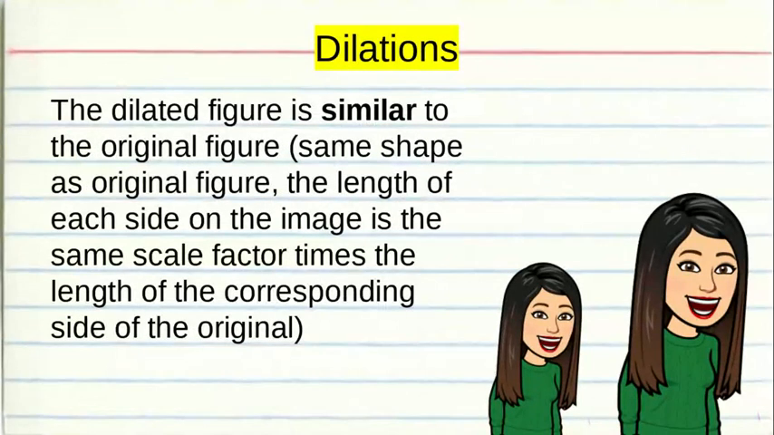So a dilated figure is similar to the original figure, and similar means that it's the same shape, but not necessarily the same size. So when a figure is similar, it will have congruent angles, and then it will have proportional side lengths. So all the side lengths will be multiplied by that same scale factor. So again, a dilated figure is similar because they're the same shape, but not necessarily the same size.